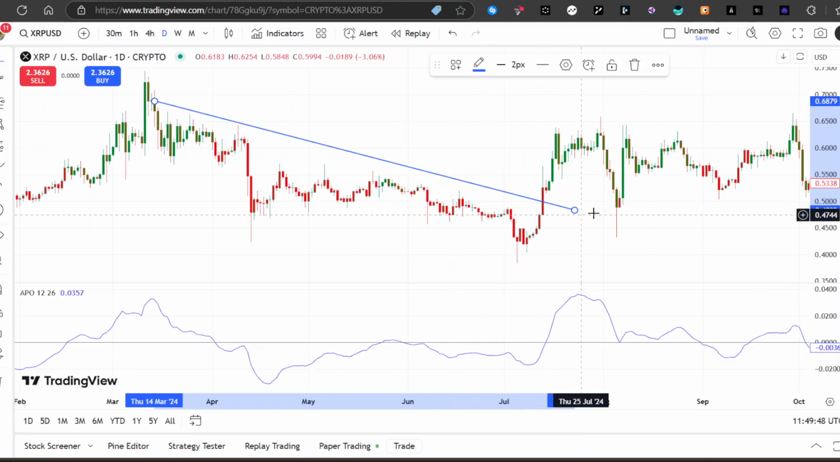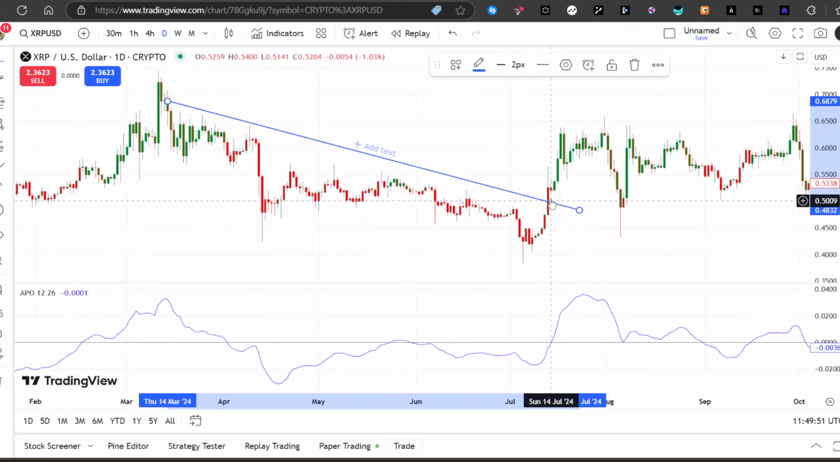And after that crossover happened, you can see what happened next. You can see that we actually had the price go up, right?